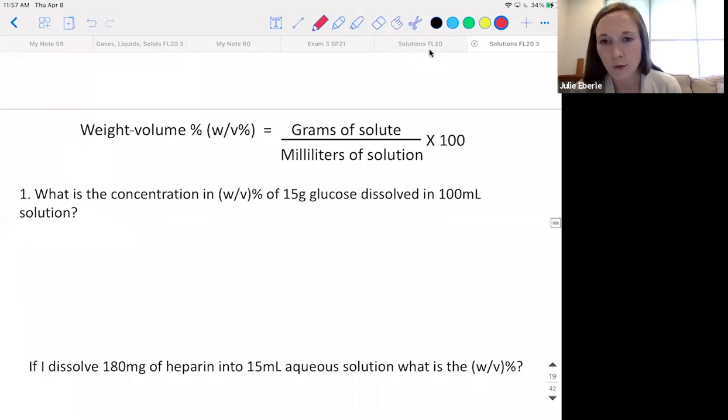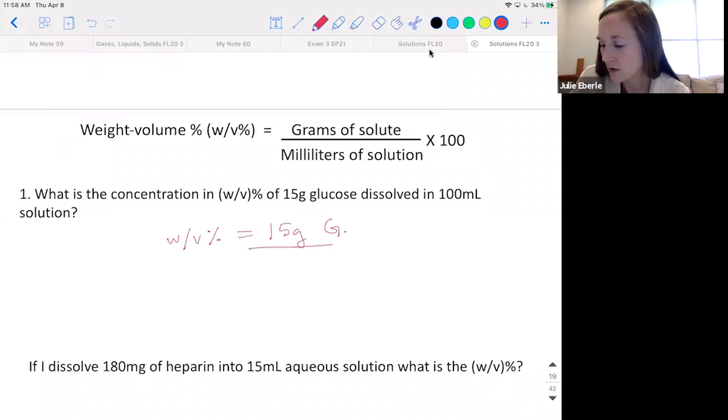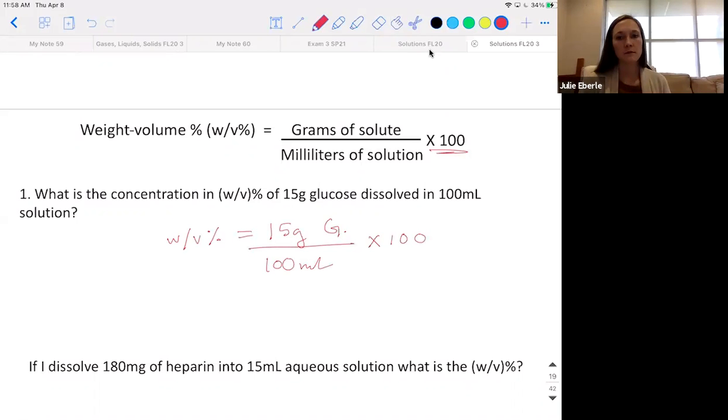All right, here's our equation for weight volume percent. We're going to work some problems using this equation. So number one, what is the concentration in weight volume percent of 15 grams of glucose dissolved in 100 milliliters of solution? So we have weight volume percent equals 15 grams. I'm going to use capital G for glucose per 100 milliliters of solution. And don't forget the times 100.